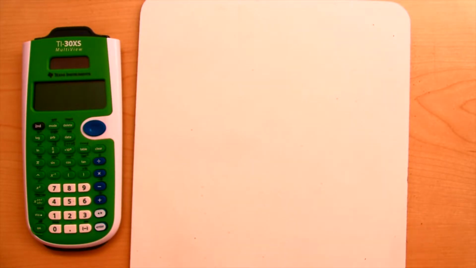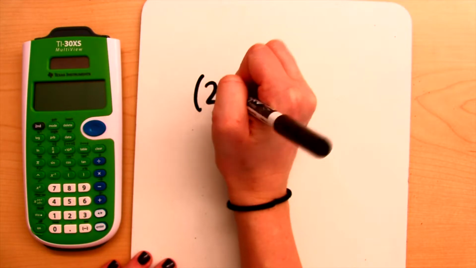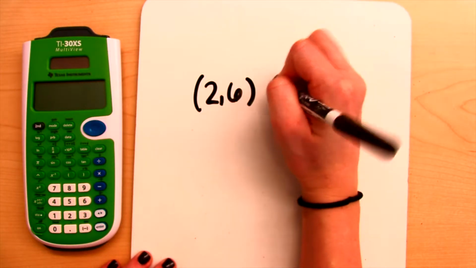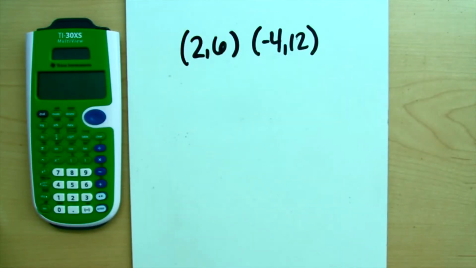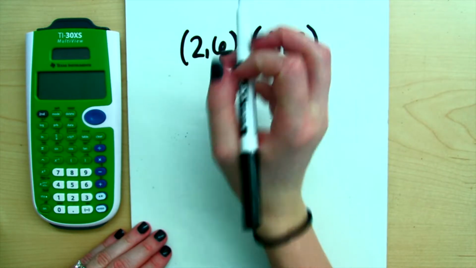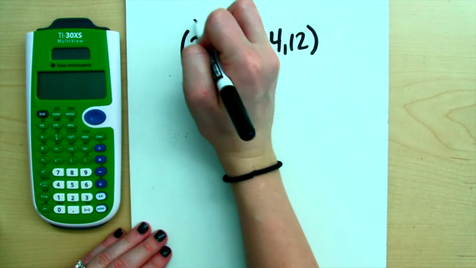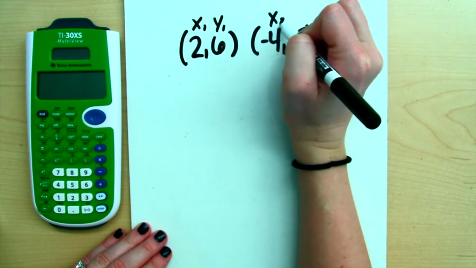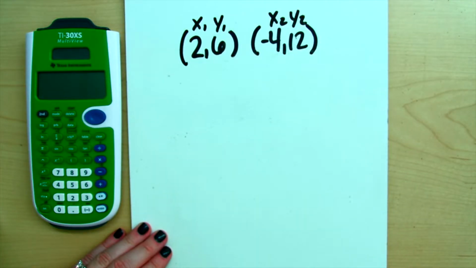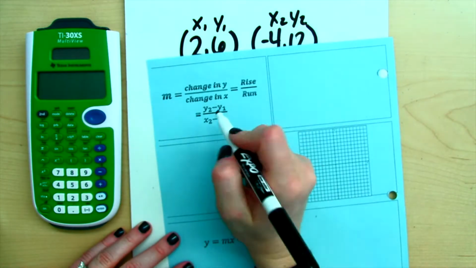In order to find the slope of 2 points, you must first start with your 2 points. The 2 points we're going to be using today are 2, 6 and negative 4, 12. In order to find the slope of a line using 2 points, you will take your 2 points and label each number in the point x1, y1, x2, y2. You're labeling these points in order to plug them into your slope formula.